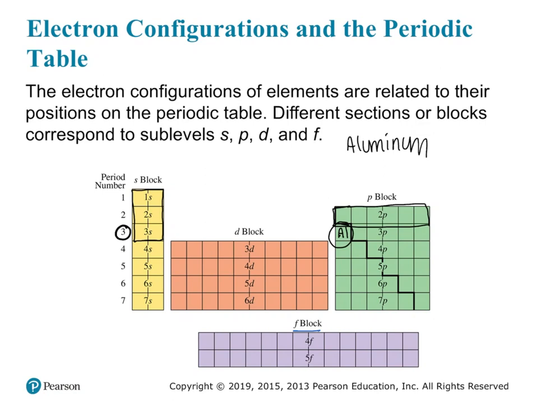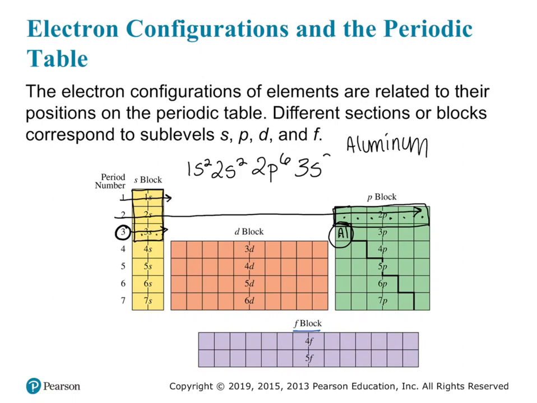That means we have 1s2, 2s2, so we just went across here, and now we're moving across here, 2p, and then we've got 1, 2, 3, 4, 5, 6. So 2p6. And now we're going to fill in 3s. 3s, 1, 2. And then we have one electron in the 3p orbital. So we've got 1s2, 2s2, 2p6, 3s2, 3p1.